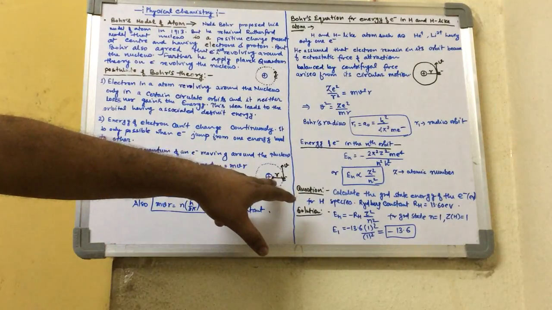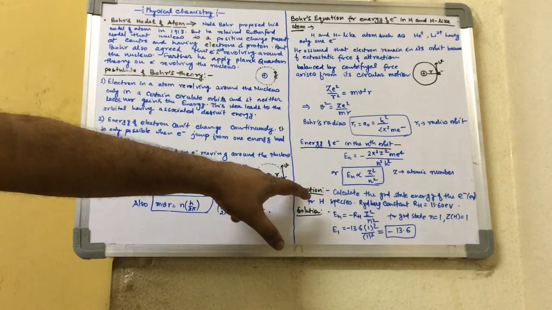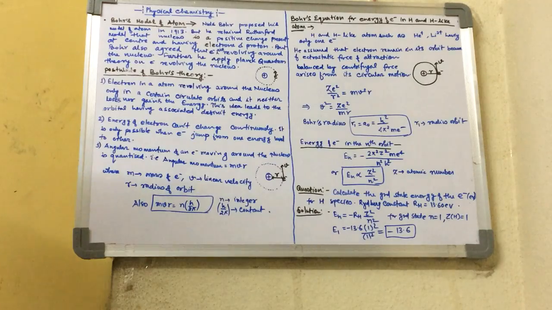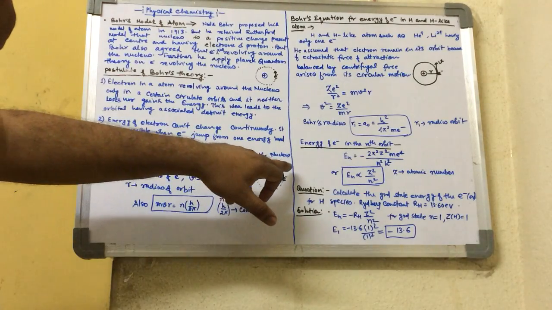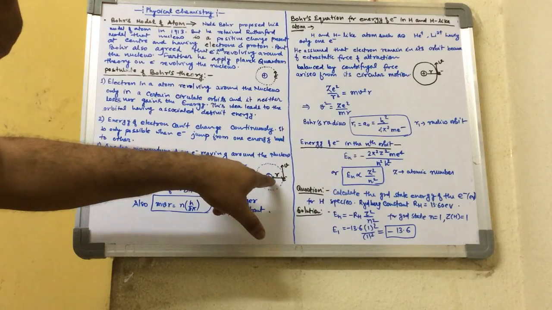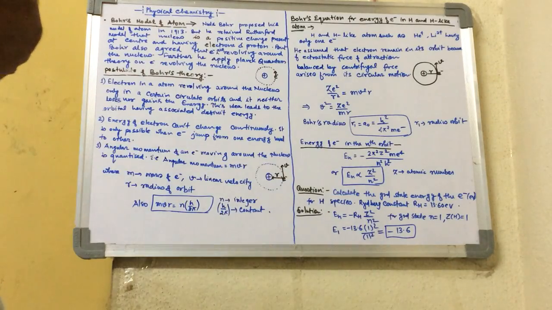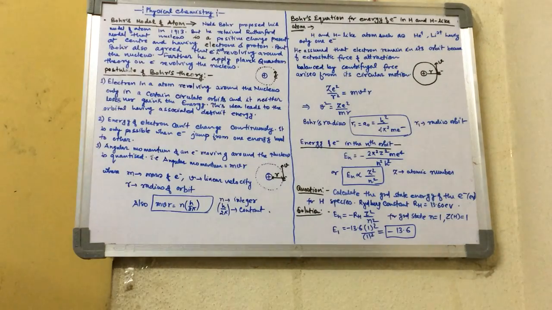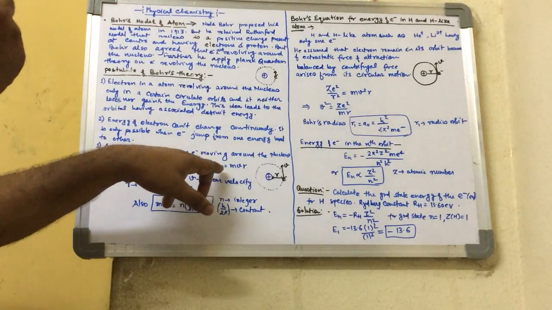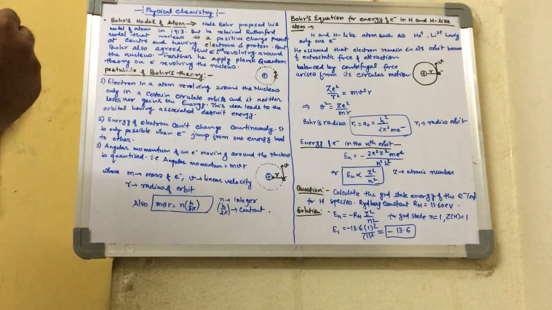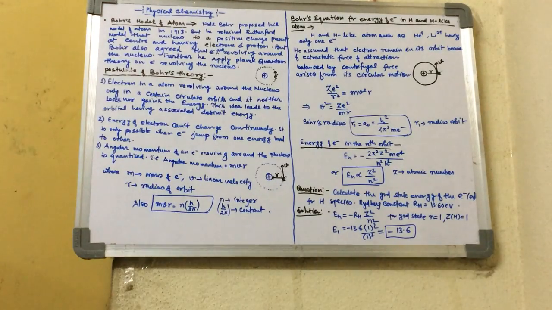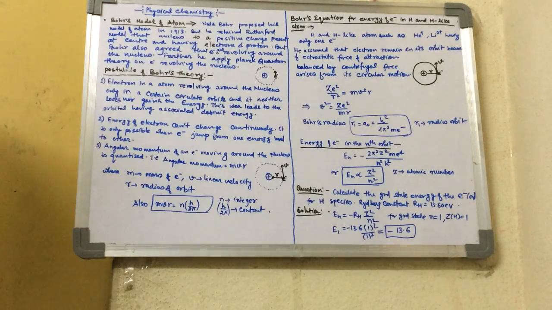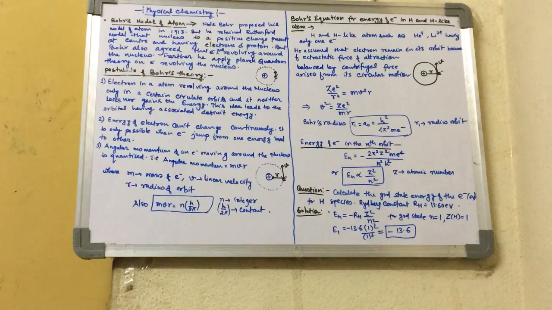See here, this is your nucleus and this is your electron which is moving in a certain circular orbit with velocity v, and this is the distance r from nucleus to electron. So the angular momentum we can write as mvr, where m is the mass of the electron, v is the velocity of the moving electron, and r is the distance between nucleus and electron. So the third postulate is also clear.